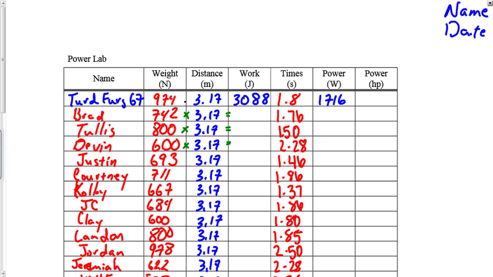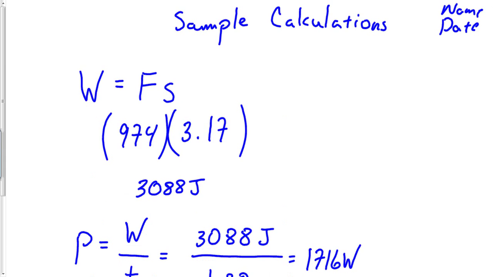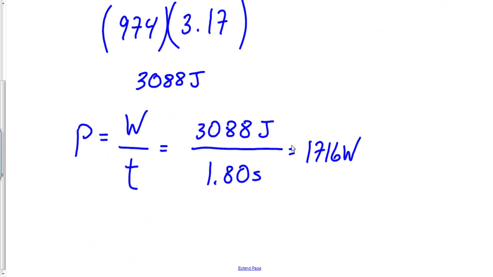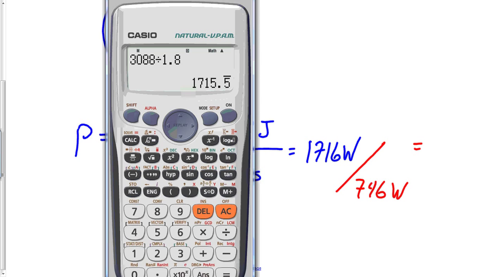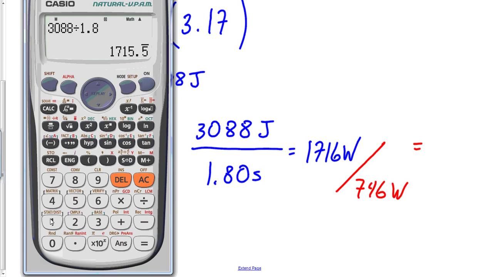Well, that's going to be pretty easy. To get my horsepower, let's go back to this sample calculation page again. Getting horsepower is just as easy as dividing by this. There's 746 watts per horsepower. So for me, my horsepower is 1.7, and most Americans are more familiar with horsepower than watts anyway.